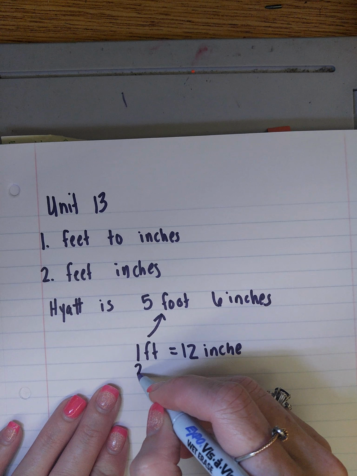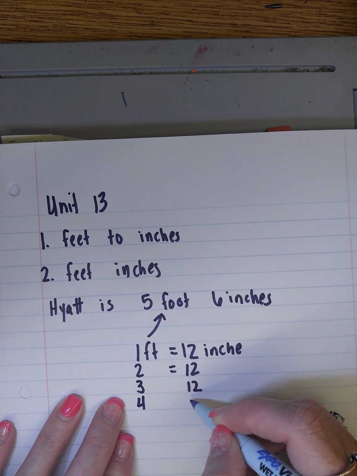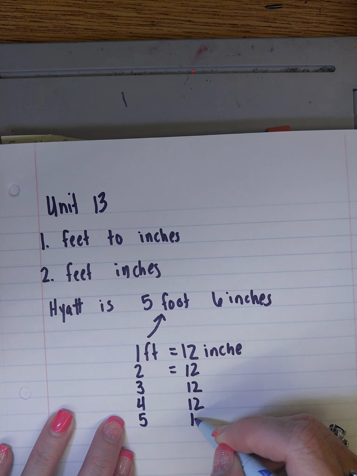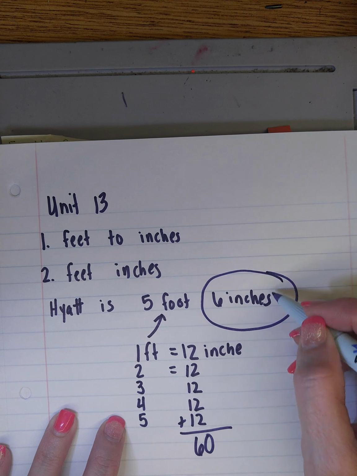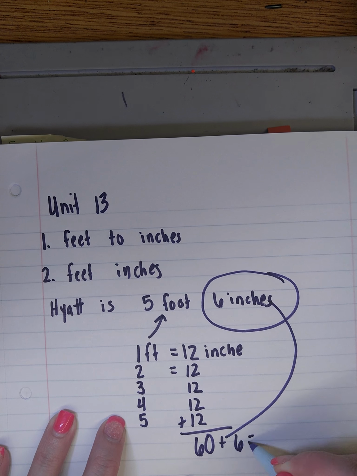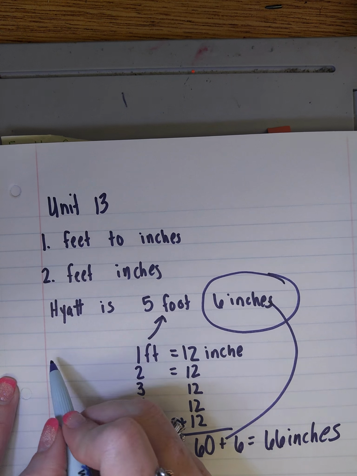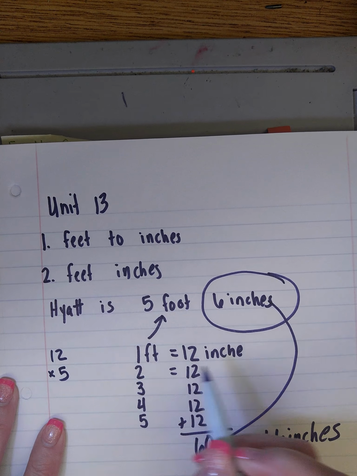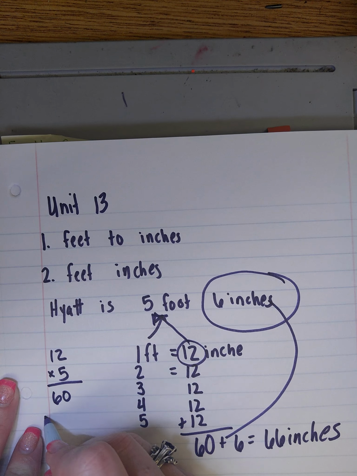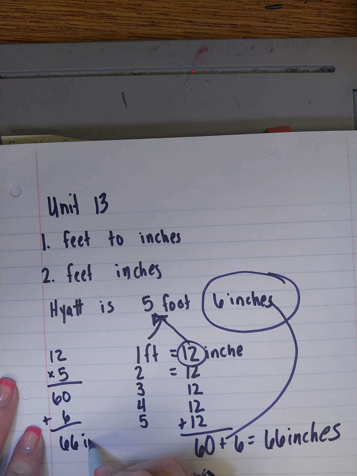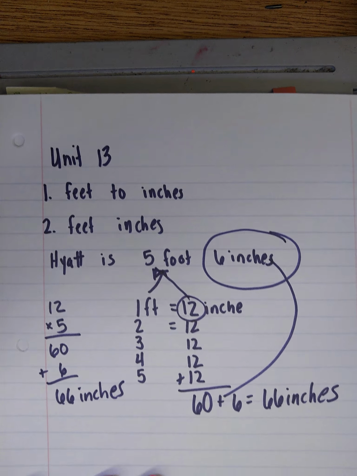And I could write it this way: 1 foot, 2 foot equals 12 inches, 3 foot, another 12 inches, 4 foot, another 12 inches, 5 foot, another 12 inches. Add them all together, that's 60, and then I add the inches, so plus 6, so it equals 66 inches. That is how I would solve this. I could also do 12 times 5 because it's my unit times the number there, which equals 60, plus 6, which is 66 inches. So this is how you would solve this. The problem is very similar to that.